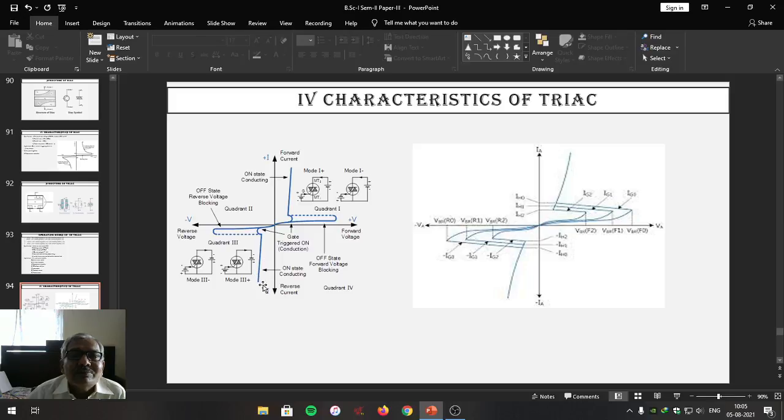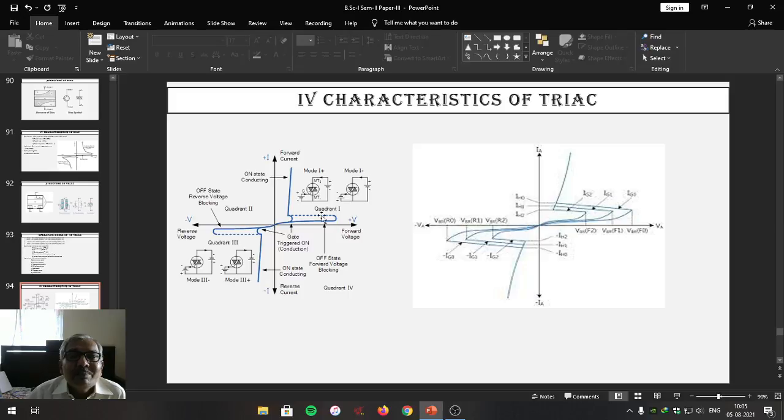Look at here. Current is taken on the y-axis, voltage is taken on the x-axis. The curve we are going to get in the first quadrant is called the forward characteristics, and the characteristic curve we are going to obtain in the third quadrant is called the reverse characteristics. Almost all similar to each other, only there is a change in polarity.